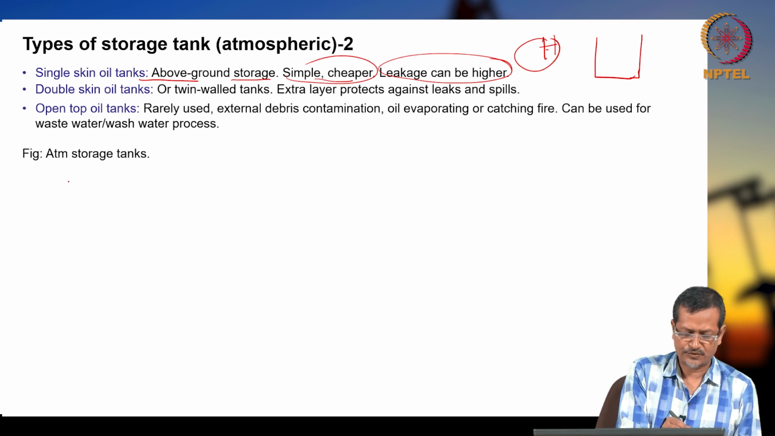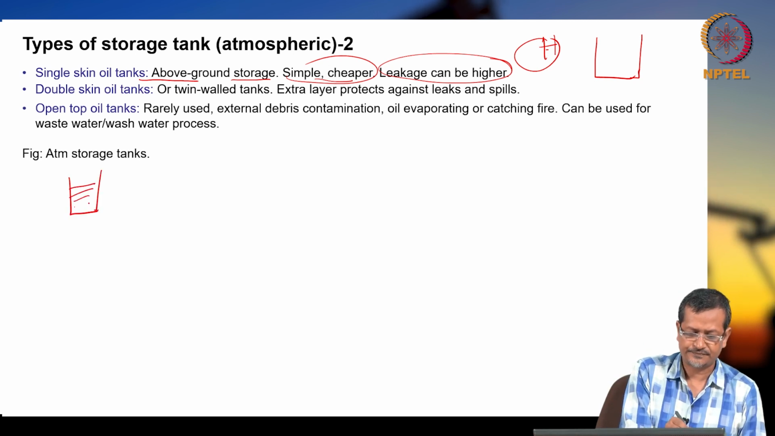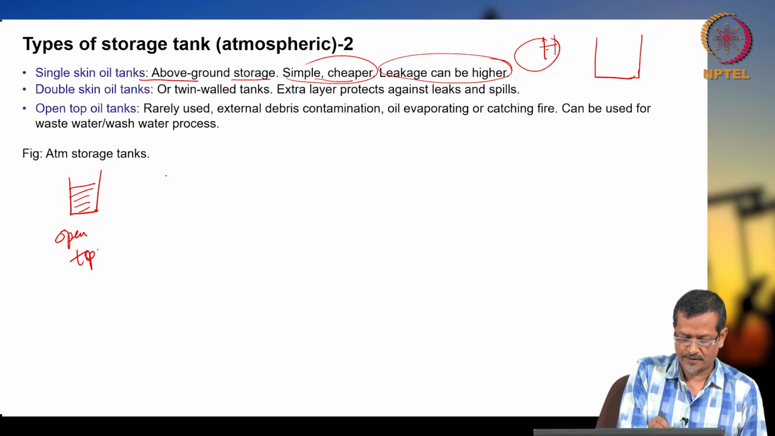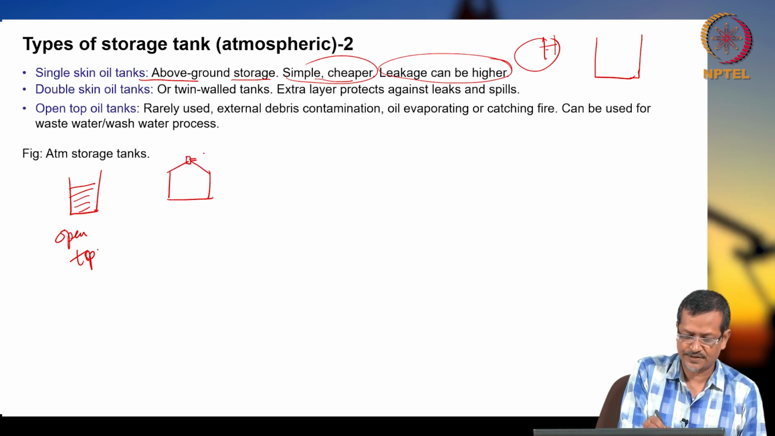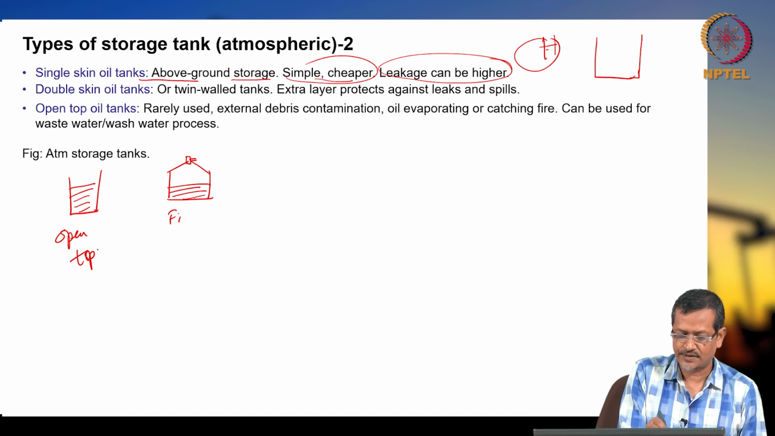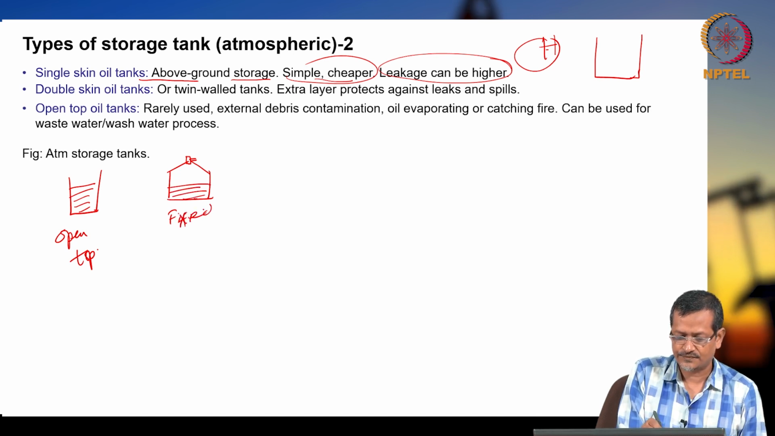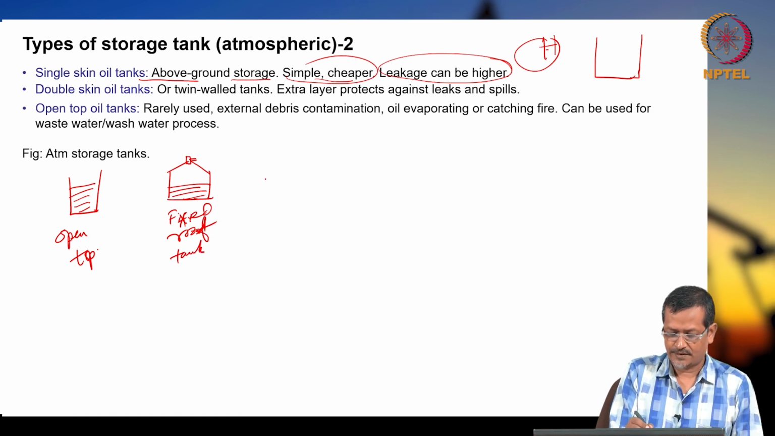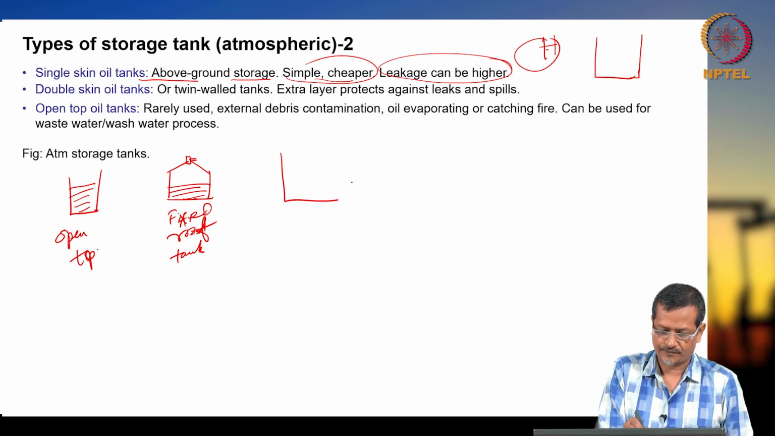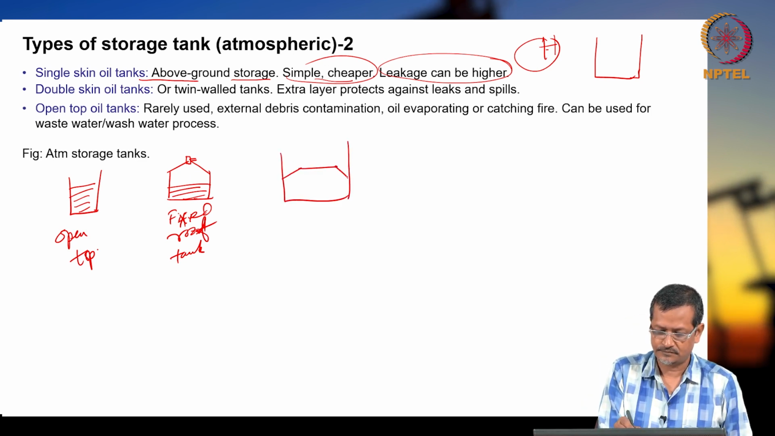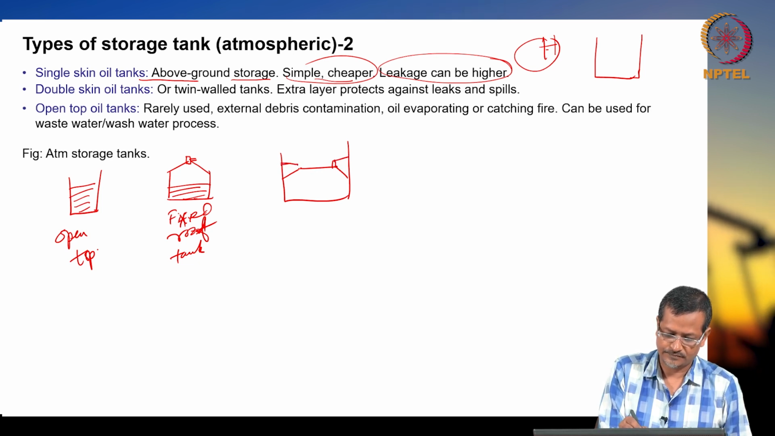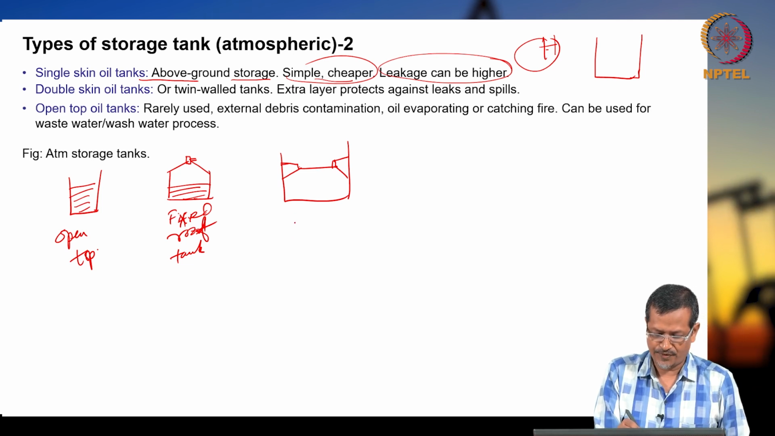Okay, atmospheric storage tanks will be like this: one open top, another fixed roof tank. The venting system is here, this is fixed, and the liquid is here, in the fixed roof tank. And there will be an external floating roof, okay. So, this is called an external floating roof tank.